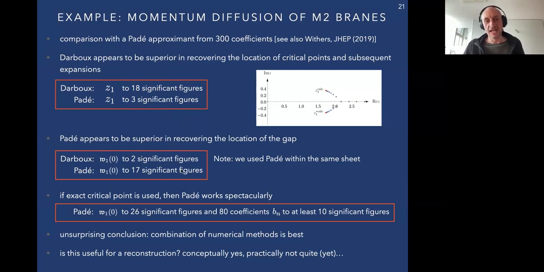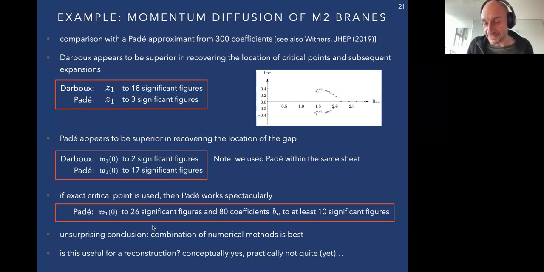Then, Padé is really good after that to use within the same sheet, because if you use Padé within the same sheet, then you don't have to worry about the critical point. You just use Padé, you evaluate it at the origin of the complex plane, it will give you the gap. So Padé works very well. For example, it will give you something like 17 significant figures.